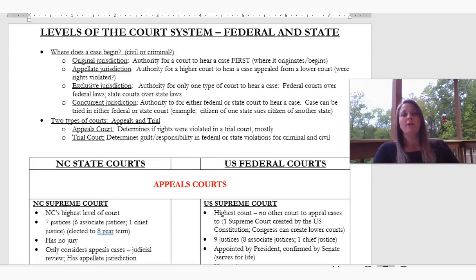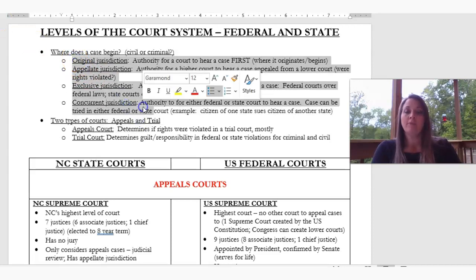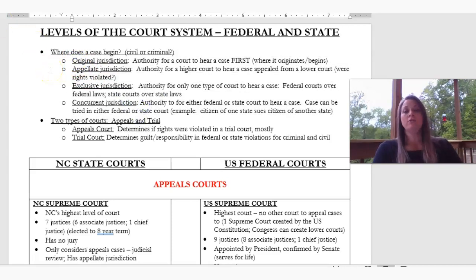So let's get started with the levels of the court system. Where does a case begin? Is it civil or criminal? It doesn't really matter for this. Let's talk about these 4 jurisdiction types that we have on the screen right here. There are original, appellate, exclusive, and concurrent jurisdiction.